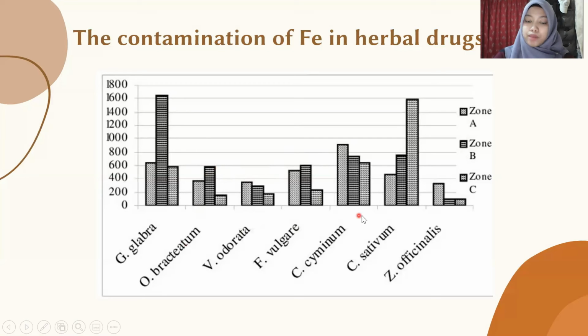However, the minimum iron content among these 7 types of herbal drugs is Z. officinalis, which was obtained from zone B and zone C, these two. And the concentration of iron contained in these herbs is 65.68 microgram per gram.